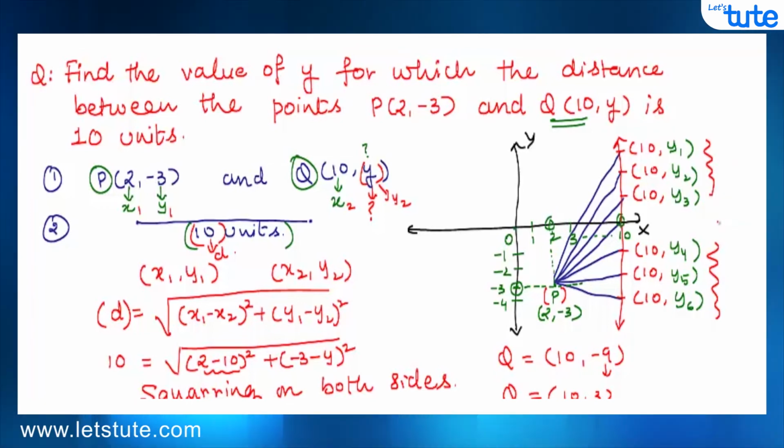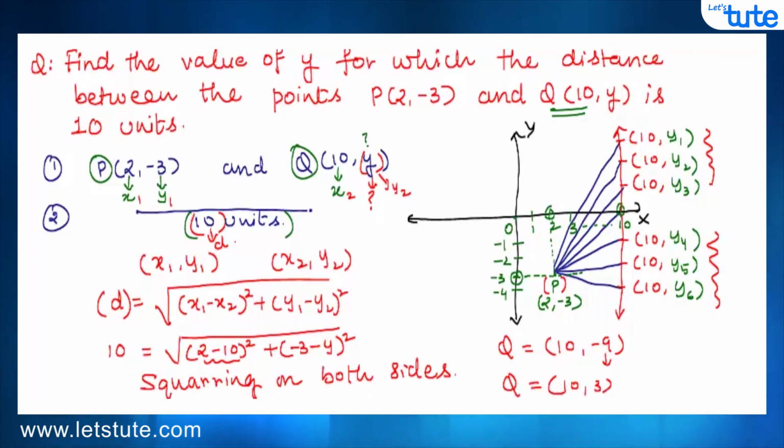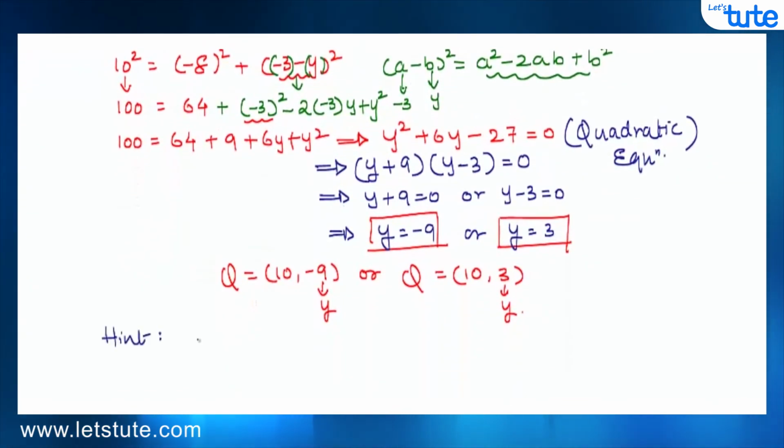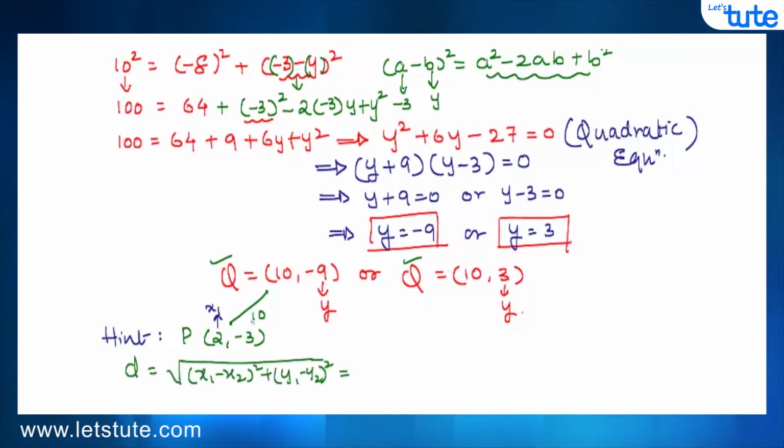Okay, so let me give you some hints for solving this question. In the hint, I want to tell you that you can check whether your answer is correct or not. How to check? We are given P, you know that, right? We got P as 2, minus 3. So we have to check between P and Q if the distance is really 10 units or not. Because if it is the correct answer, we should get 10. Okay, let us check. We know the distance formula. Take this as x1, this as y1, this as x2, and this as y2. And applying this formula, let us check.